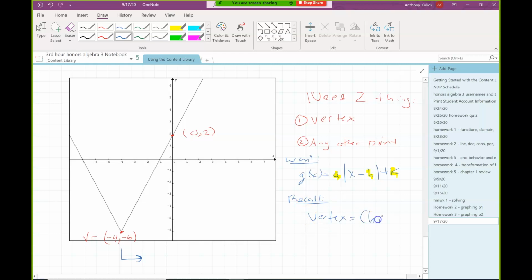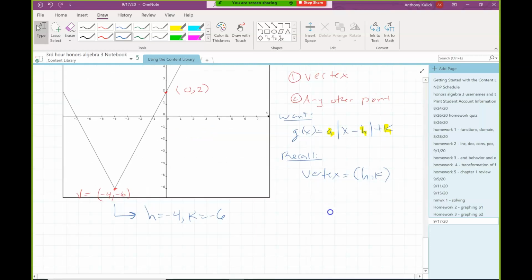My first observation is that I remember from the day before that the vertex is always at the point h comma k. So immediately I can tell that my h is -4 and my k is -6, right away, just by reading the coordinates off the vertex. That should be really easy, right? Wonderful. Is it all this easy?